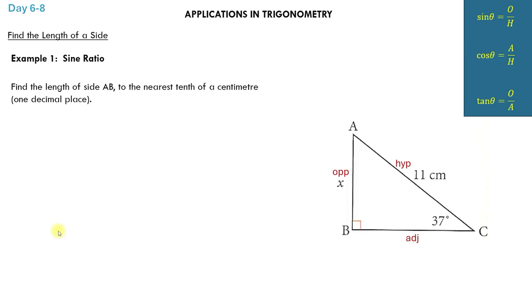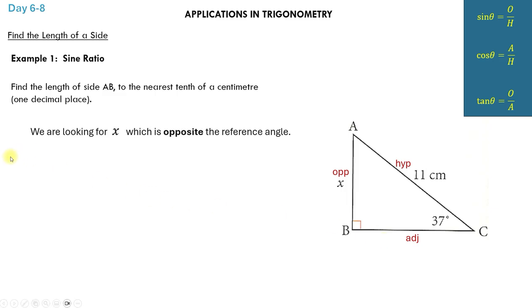Day 6.8, our first example here. Find the length of side AB to the nearest tenth of a centimeter, or 1 decimal place. So our reference angle is 37 degrees, making this side the opposite, this the hypotenuse, and this the adjacent. So we are asked to find the opposite, and we are given the hypotenuse.